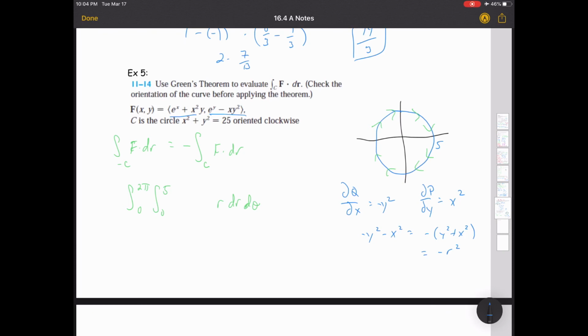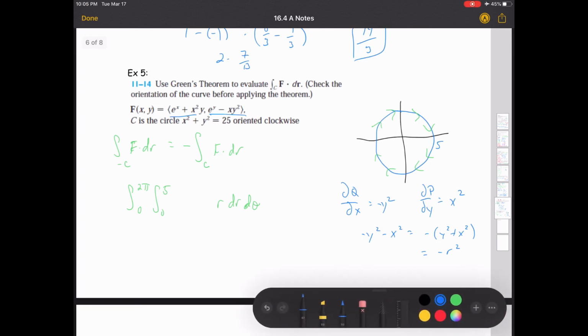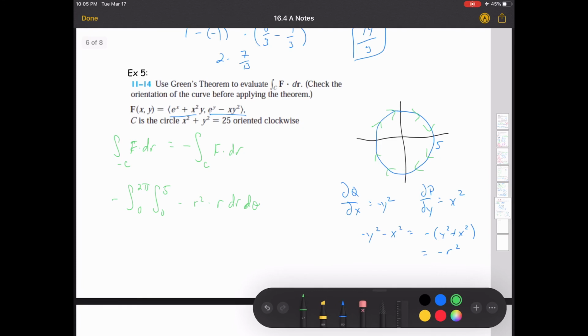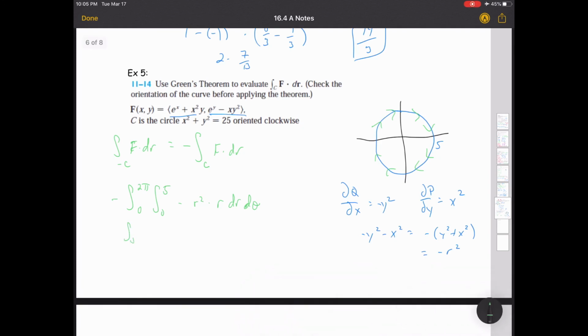This is actually going to work out quite nicely. And I forgot over here to put my negative in because we needed that. But this negative from the r squared that we're going to put in there is really going to help out. So the negative is actually going to cancel itself out there. So we're going to get now the integral from 0 to 2 pi, integral from 0 to 5 of r cubed dr d theta.